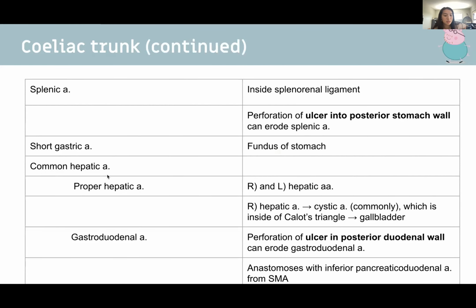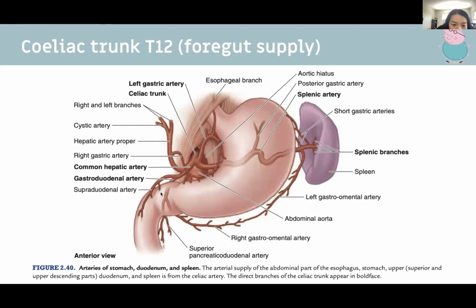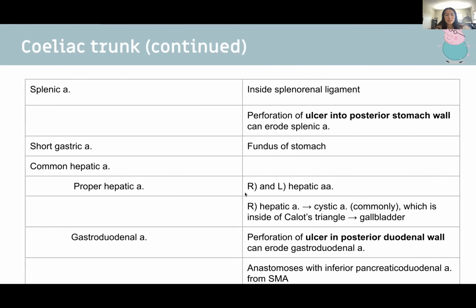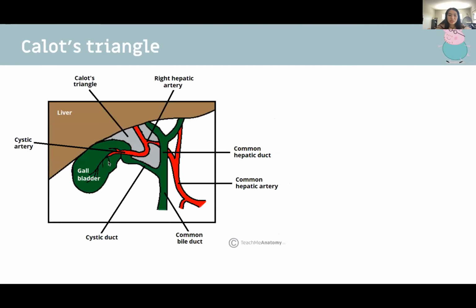Common hepatic artery is then split into proper hepatic artery and gastroduodenal artery. So gastroduodenal, and then the common. Basically, the proper hepatic artery will then split again into right and left. The right hepatic artery is in this one, Calot's triangle.